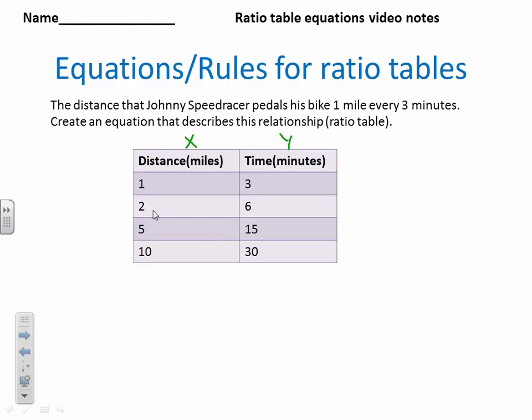Let's just make sure that works for all of the ratio table. 2 times 3, does that get us 6? Yes. 5 times 3, does that get us 15? Yes. And 10 times 3, does that get us 30? Yes, it does. So what we're saying is the left side times 3 gets us the right side.